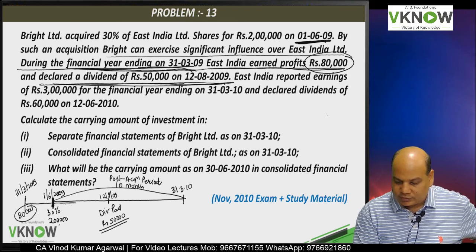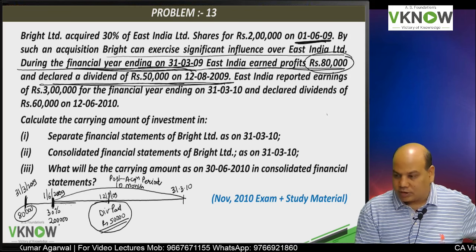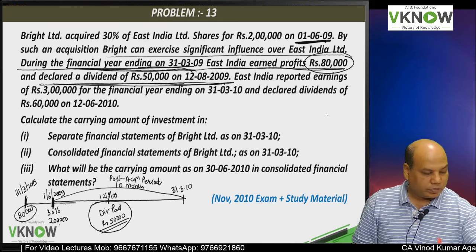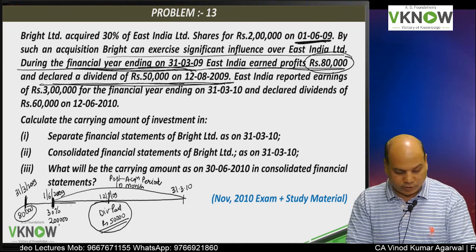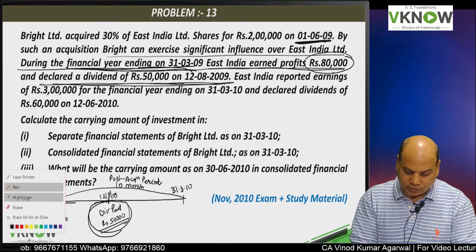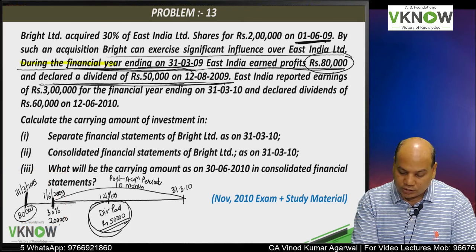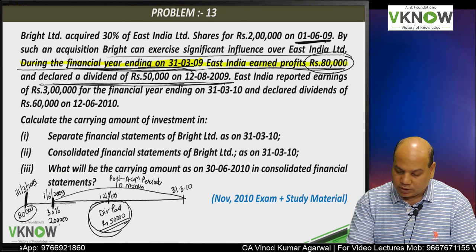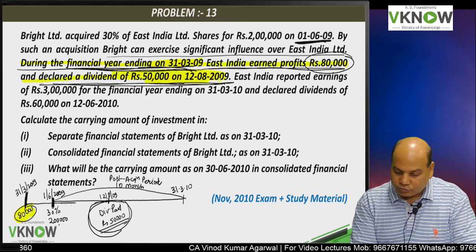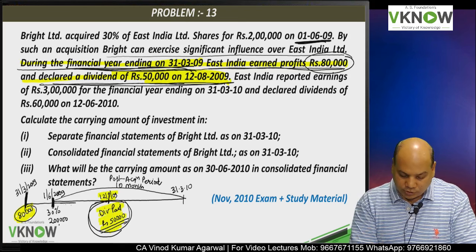Shares were acquired on 1-6. Dividend was paid for the previous year on 12 August. Is it a dividend out of pre-acquisition profit or is it a dividend out of post-acquisition profit? This dividend is related to year ending 31st March 2010. I'll read the whole line again. Very critical point. During the financial year ending 31st March 9, East India earned 80,000 rupees profit. This is the profit of the previous year and declared a dividend of 50,000 on 12th August. Dividend was paid out of 80,000. This is a dividend out of pre-acquisition profit.